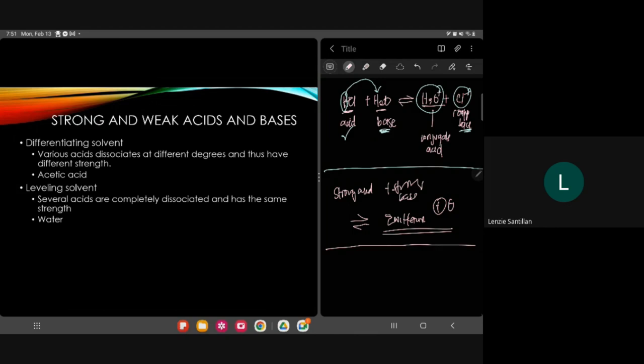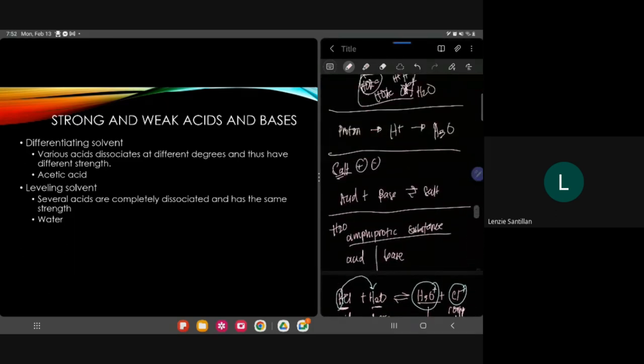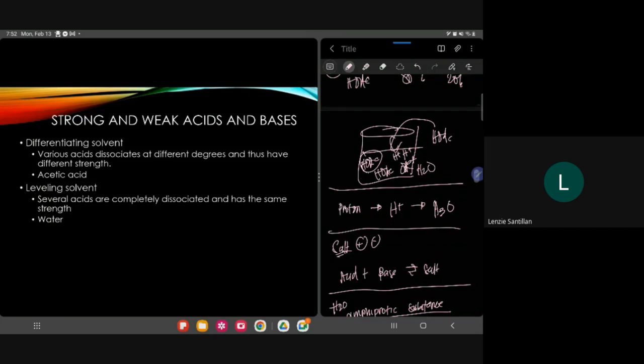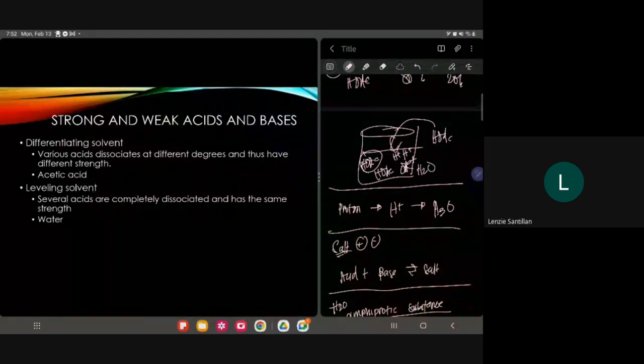We have differentiating solvent and leveling solvent. So, when we say differentiating solvent, these are various acids associated at different degrees and thus of different strength, like your acetic acid. As I was saying, guys, iba-iba tayo ng percentage ng dissociation. Gaya ng dinrawing ko kanina, when they dissociate in a solvent, not all of them will dissociate fully, gaya ng mga strong acid and strong base. So, ang tawag natin sa difference of dissociation na yon, when subjected to autoprotolysis or mixed with water, ay differentiating solvent. So, we also have your leveling solvent, which is where several acids are completely dissociated and have the same strength. So, an example of this leveling solvent is water.